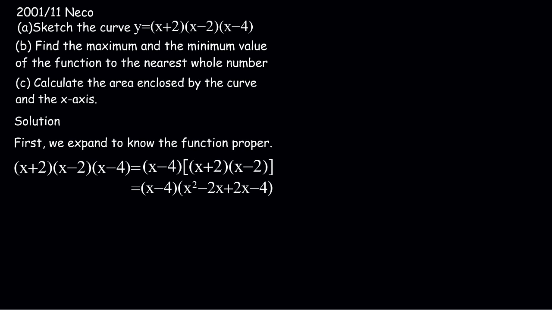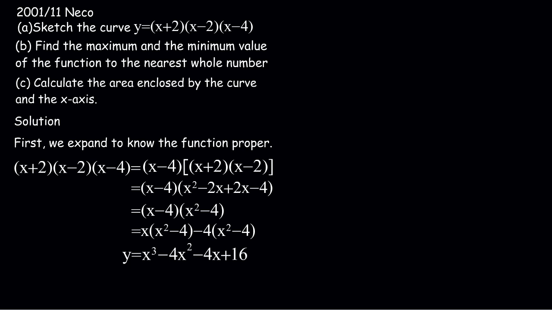it's going to give us s squared - 2s + 2s - 4, which should be equal to (s - 4)(s squared - 4). So expanding further, it will be equal to s into s squared - 4 and -4 into s squared - 4, which should bring y to be equal to s cubed - 4s squared - 4s + 16. So we've gotten our function to be s cubed - 4s squared - 4s + 16.